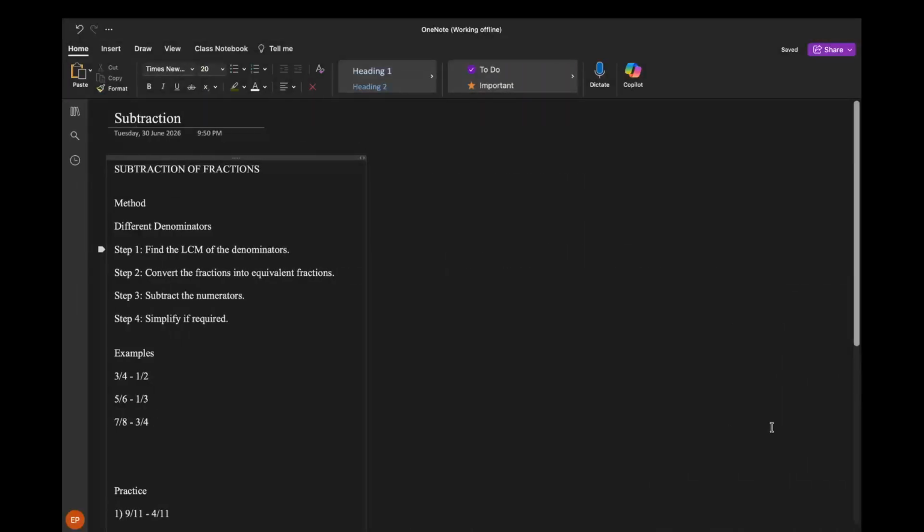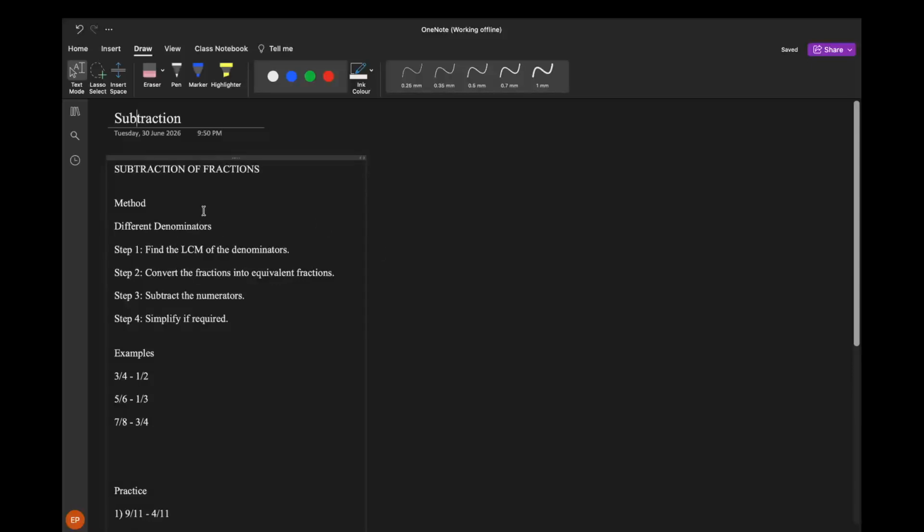Hello everyone. In this video we will see subtraction of fractions. Basically the method is, if the denominators are different, we first have to find the LCM for both the denominators, convert the fractions into equivalent fractions, then subtract the numerators, then simplify if required. It is not only for two fractions, we can do it for multiple also.